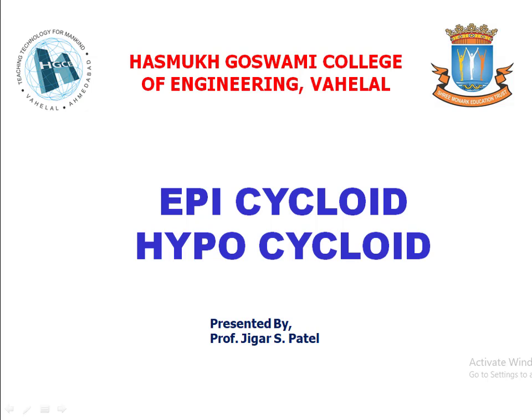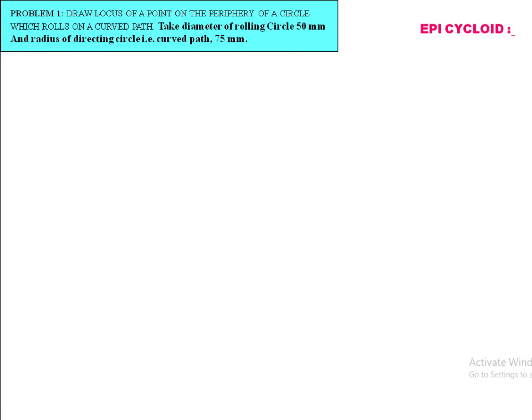Today we'll learn about how to construct epicycloid and hypocycloid. So let us start with the epicycloid. Here is the data. Now first the question that comes to our mind is, what is an epicycloid? Suppose you are given a circle and another circle is rolling on the given circle, then after completion of one revolution the path generated by the rolling circle is called an epicycloid.